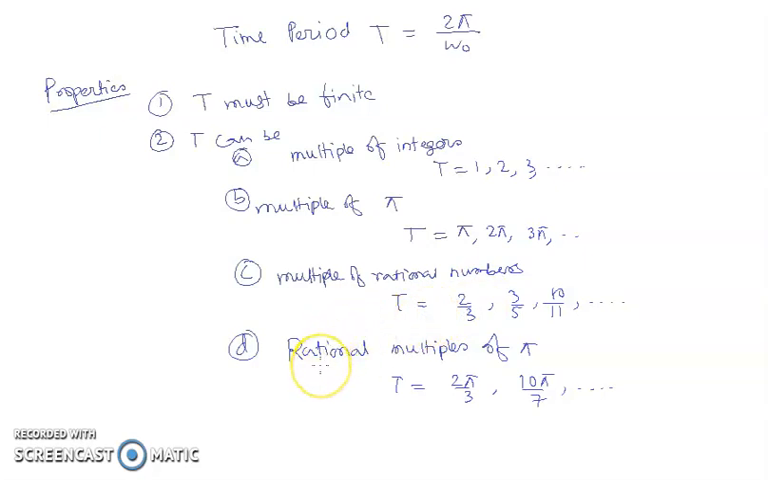T can also be a rational multiple of π, so T can be 2/3 of π, 10/7 of π, or any rational number multiplied with π. But when an irrational number is multiplied with the time period, then it is not a valid time period.